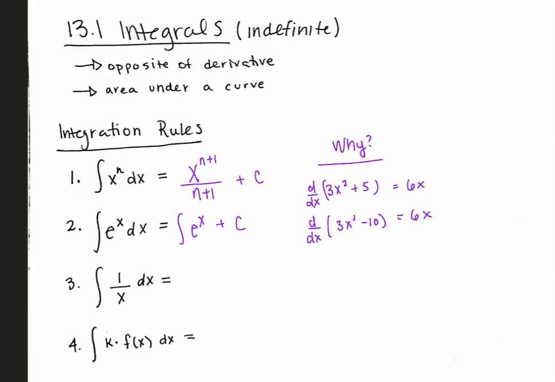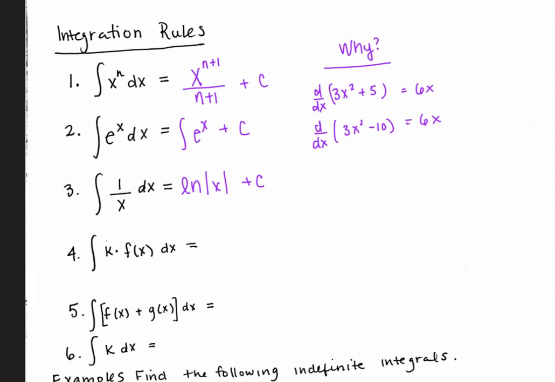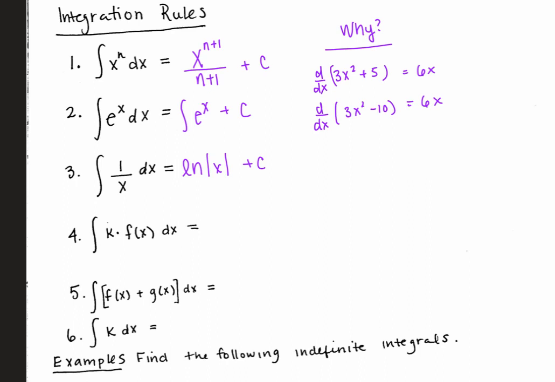Number 3. The integral of 1 over x is natural log absolute value of x plus c. I use the absolute value because you can't take the natural log of a negative number, so we have to use absolute value bars. Those are the 3 integration rules that you're going to use for this section.